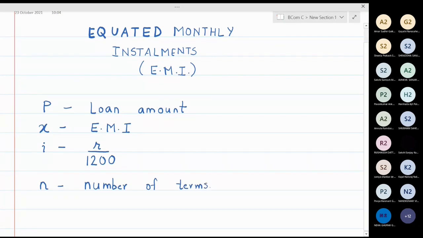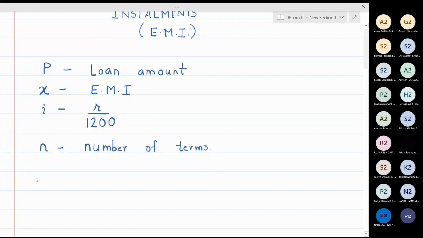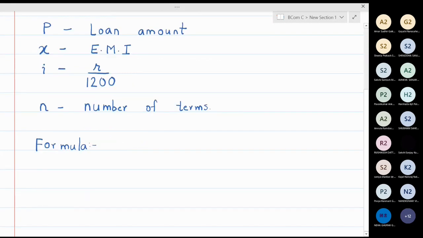So let us write the formula to calculate the EMI. P is equal to X upon I, in the bracket 1 minus (1 plus I) raised to minus N. This formula will help us to find the EMI.